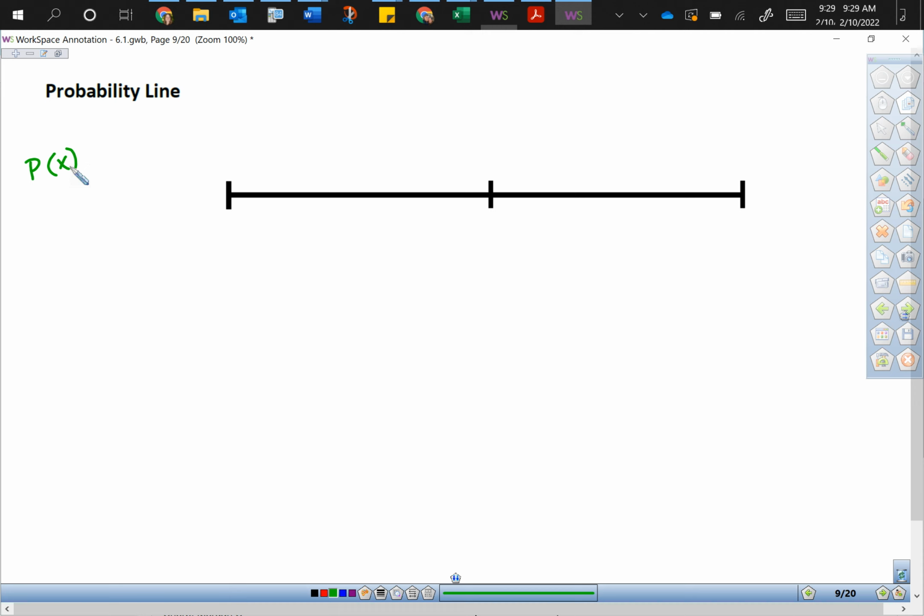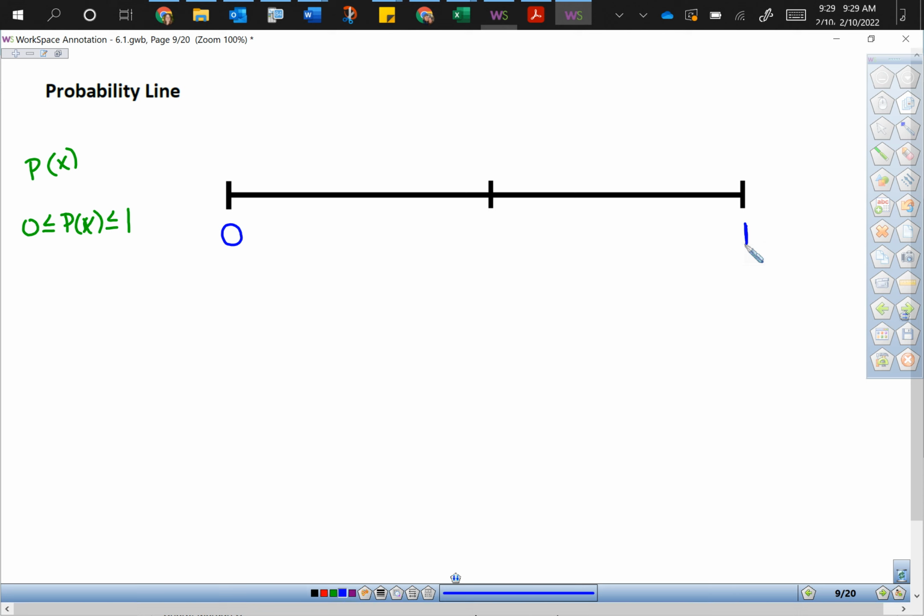So the probability of flipping a heads on a coin or rolling a 6 on a die. Now, the probability of finding something is always going to be in between 0 and 1. So the probability of anything happening is going to be in between 0 and 1. That means it's going to be a decimal. Now, on this probability line, here's what that means. The lowest probability you could get is a 0, and the highest probability you could get is a 1.